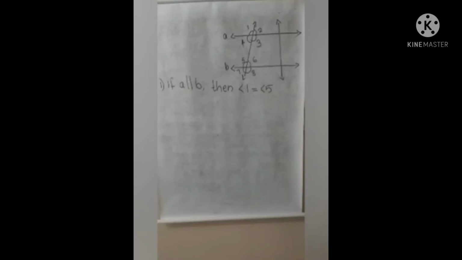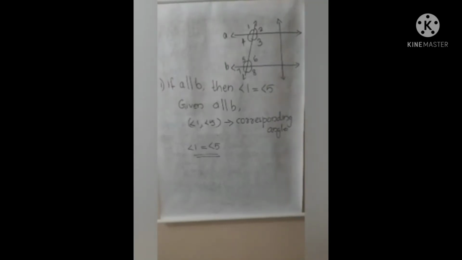Yes, they are a pair of corresponding angles. Angle 1 and angle 5 is a pair of corresponding angles. Now here the given condition is the two lines are parallel. If the two lines are parallel, what happens to the corresponding angles? Angle 1 and angle 5, that means the pair of corresponding angles will be equal. So we can say angle 1 is equal to angle 5. What is the reason? They are a pair of corresponding angles.